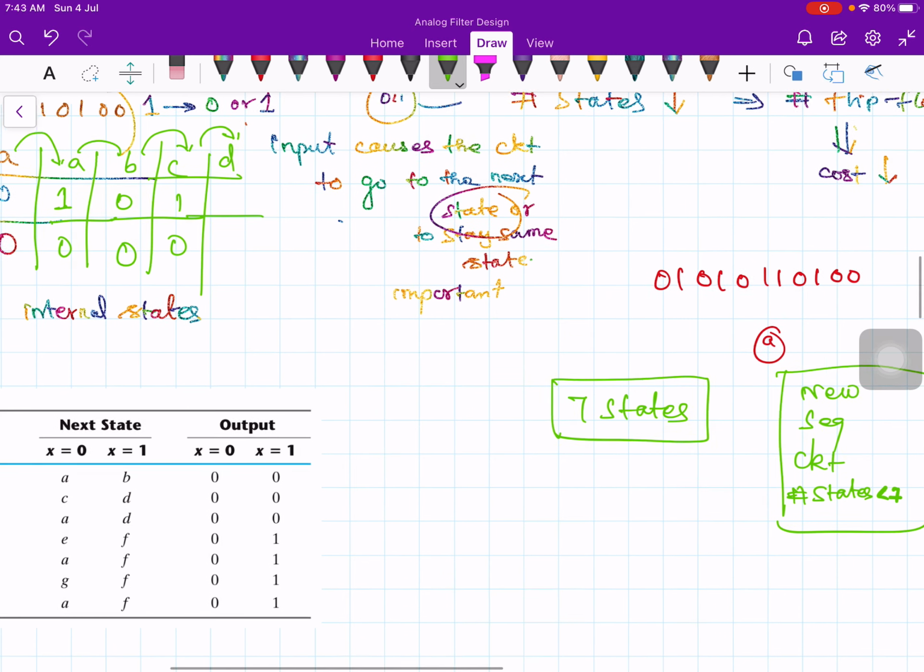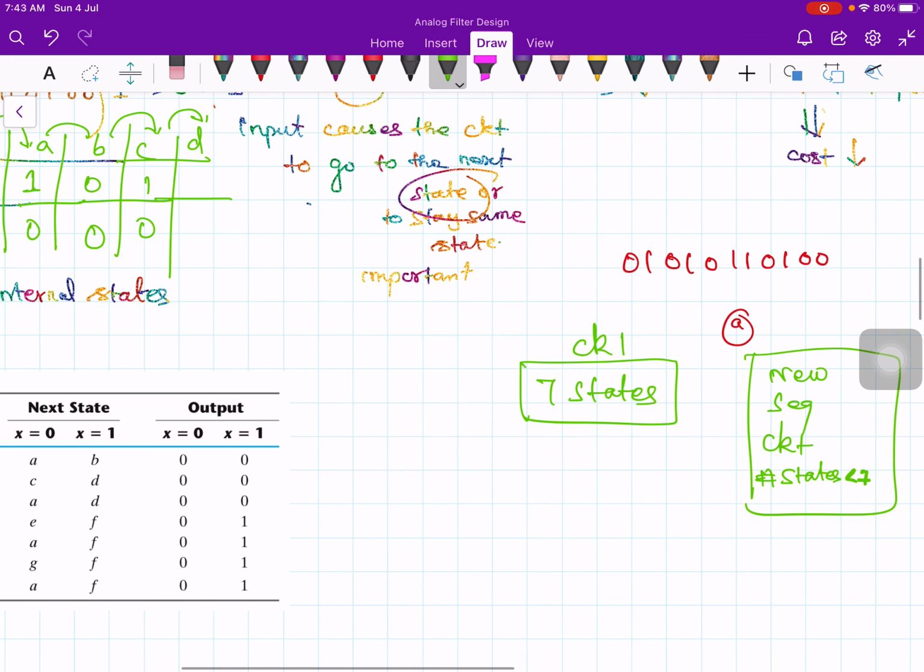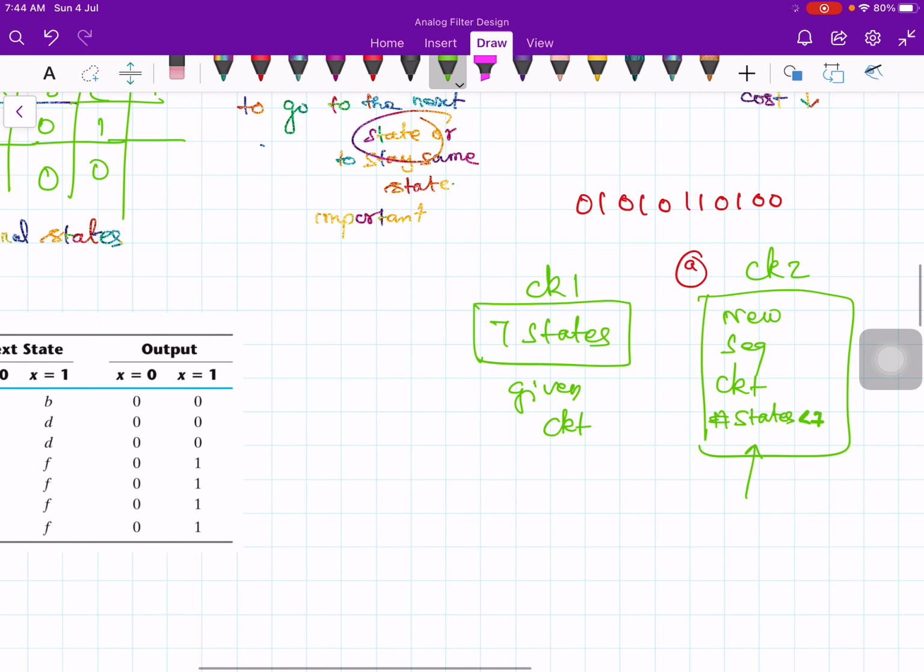So these are the two. Let's say this is circuit 1 and this is circuit 2, and we wish to compare the given circuit with our new circuit. This is my new circuit and this is my given circuit. If identical input sequences are applied to circuit 1 and circuit 2 and both of them produce identical outputs for all input sequences, then the two circuits are said to be equivalent.